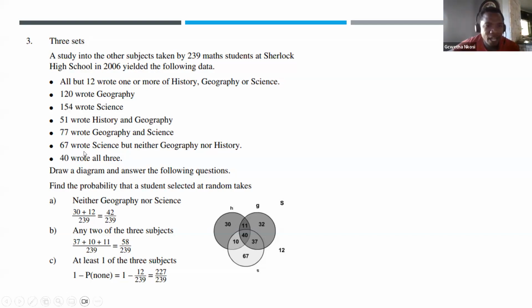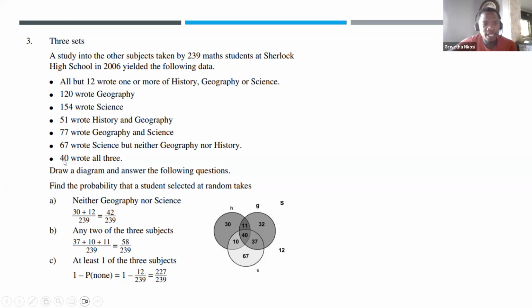So now they say 67 wrote science, but neither geography nor history. So bear in mind, this 67 is for science only. Now, when you fill this up, for science only, I've got 67. Oh, this is my 67. I put it here. That one is for science only.